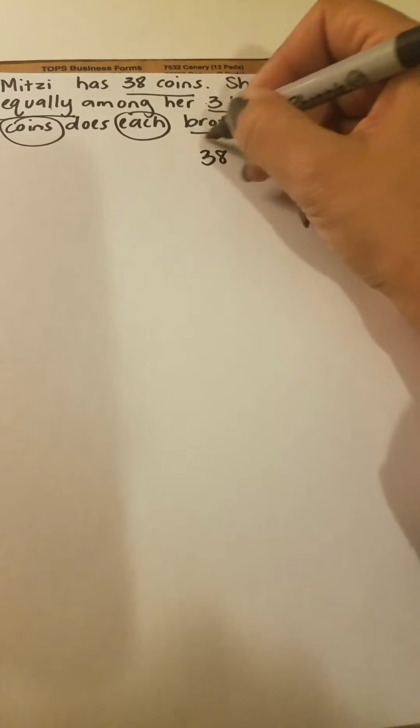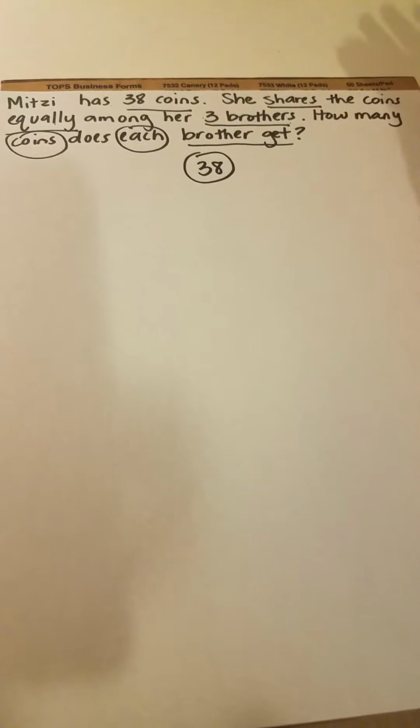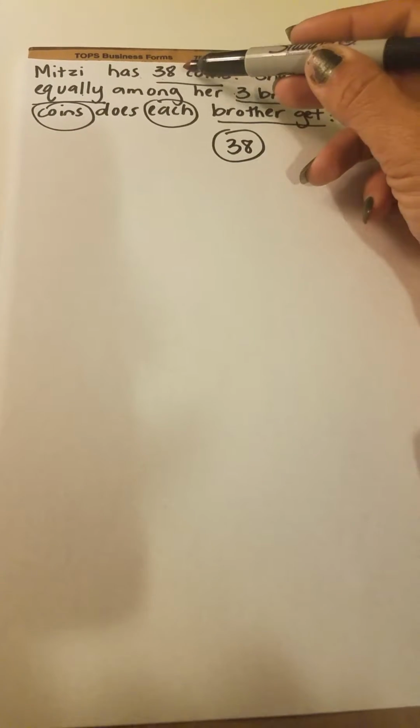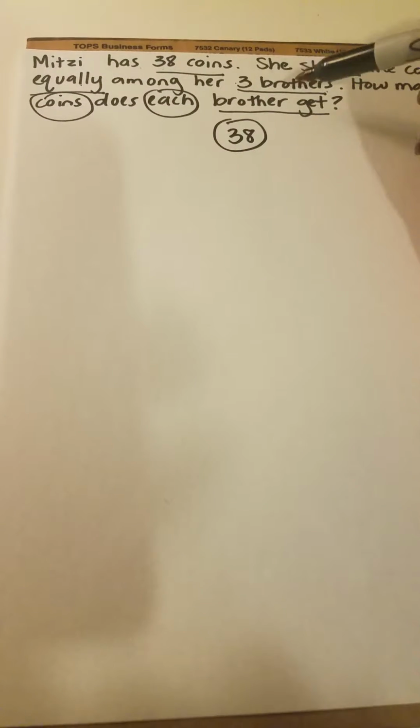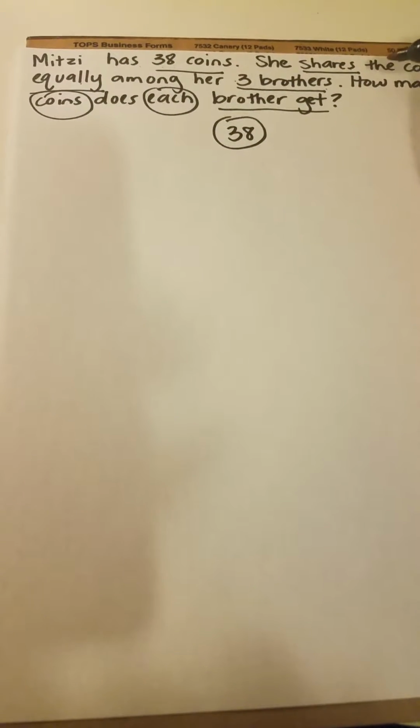I know that my starting number is 38. 38 coins, okay? We can't go past 38 because that's all Mitzi has, 38. So sometimes, boys and girls, you might see a problem like this and you're not really thinking about what's happening in the problem, and you decide to just multiply. If you multiply 38 times 3, you're going to get a very large number, and that would not make sense when the question says, how many coins does each brother get? How can each brother get a big number like 100 coins when there's only 38 coins to start with?